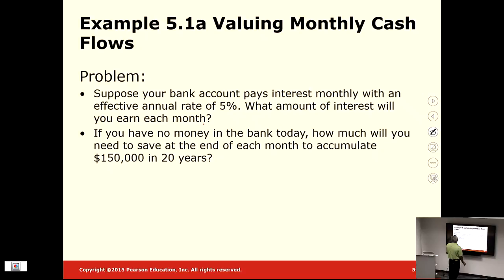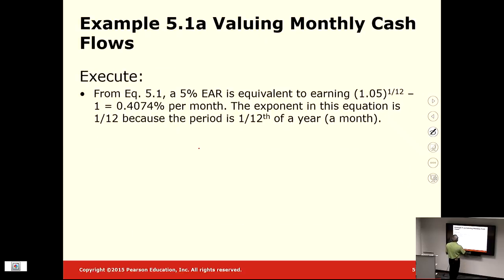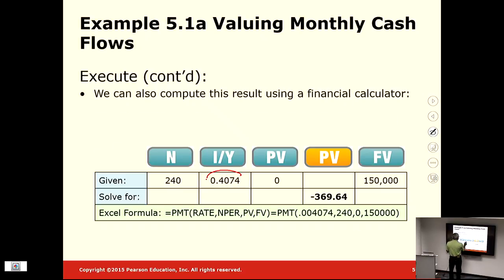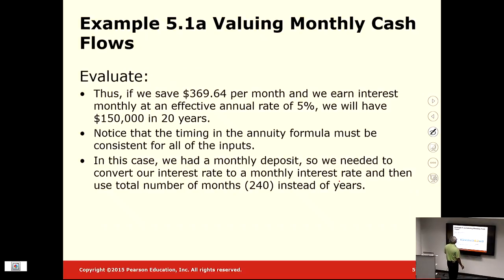Okay. Similarly, you can solve for another problem like this. The effective annual rate is 5%. Future value is 150,000 in 20 years. How much will that accumulate to? So the first step, we solve for the monthly interest rate, and then we use that monthly interest rate as an input over here. So n becomes 240. Again, this should be payment. So these are my inputs, n, iy, and future value, and I solve for payment over here, 369.64. Similar problem.